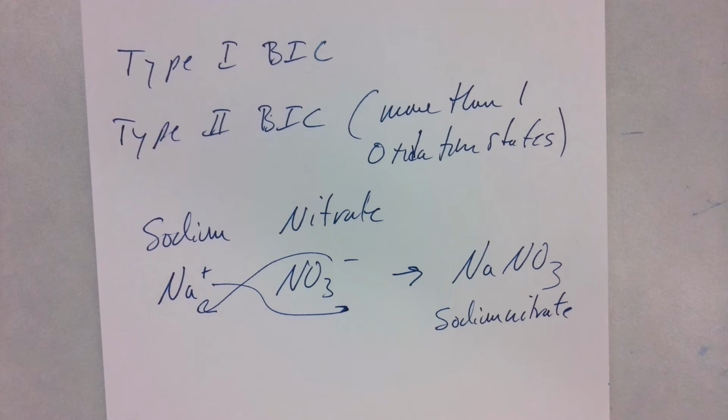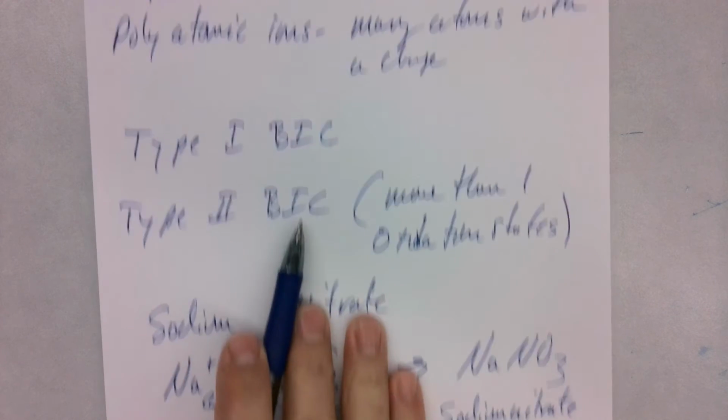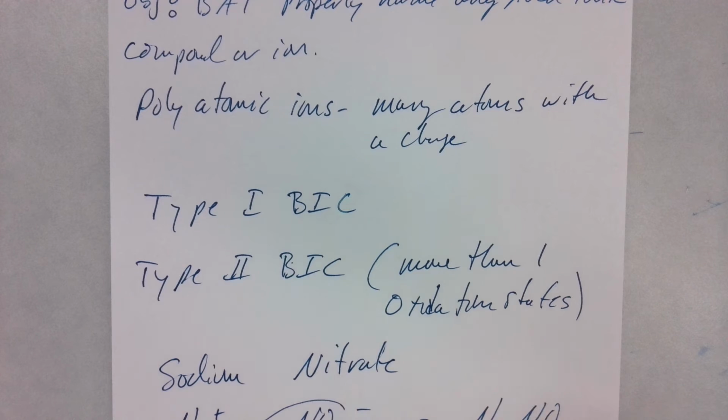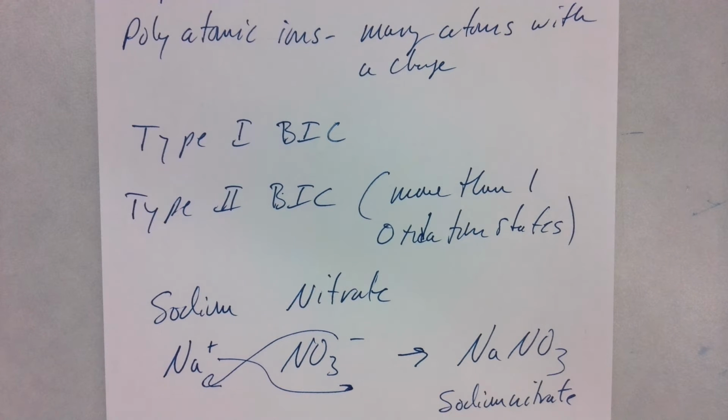Yes? Where does the NO3 come from? I just gave it to you. That would have been, if it was just N, what would it have been? Nitride, right? Remember, whenever it's that negative, it ends in -ide. I did teach that last time, didn't I?